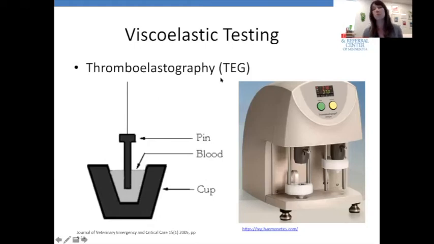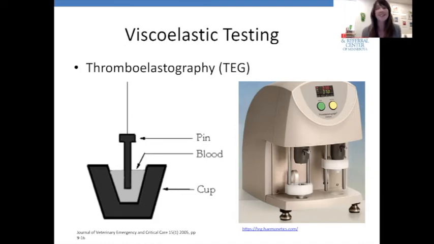So here's one of the machines that are on the market, and some of these machines are really expensive. In fact, frankly, most of them are pretty expensive. The TEG machine, thromboelastography, it's really mostly available at universities. I don't really know of a private practice that has one of these. It might be out there, but I personally don't know where it is.